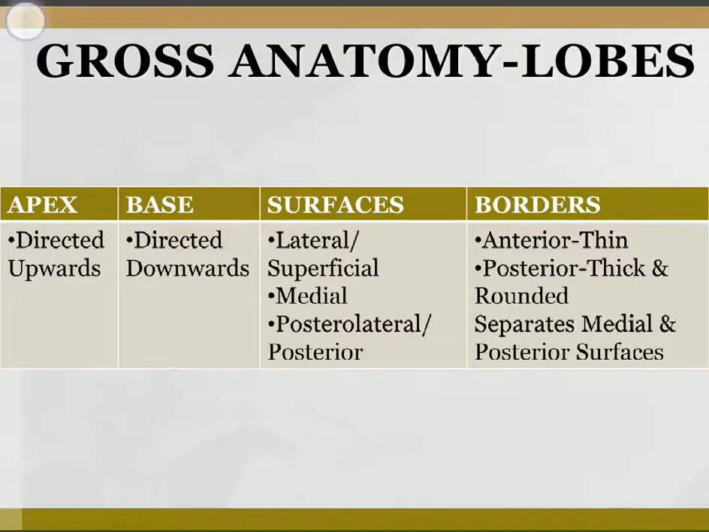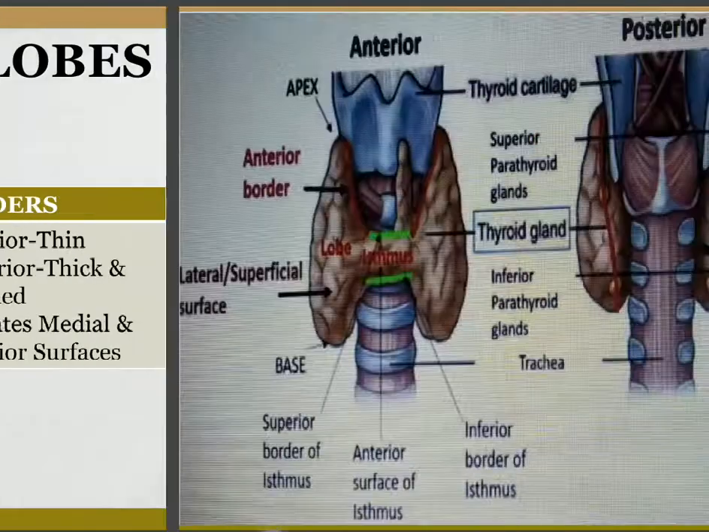Now the lobe consists of an apex which is directed upwards. It consists of a base directed downwards. It consists of 3 surfaces: lateral surface, also known as superficial surface or anterior surface, medial surface, and posterolateral or posterior surface. It has 2 borders: anterior border which is thin and posterior border which is thick and rounded, and it separates the medial and the posterior surfaces.